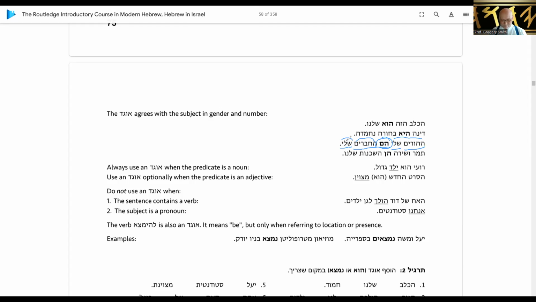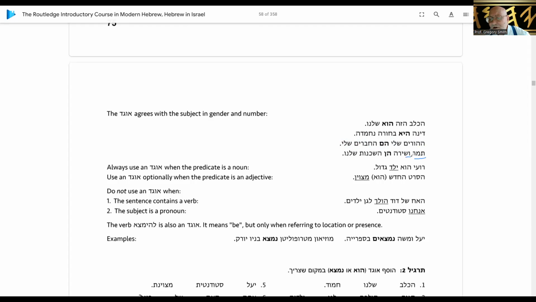Yeah, that's right. My parents are my friends. Ahavarim Shali, hem Ahavarim Shali. Okay, so that's kind of a nice thing for a kid to say about his parents, isn't it? Okay, now look at this one right here.